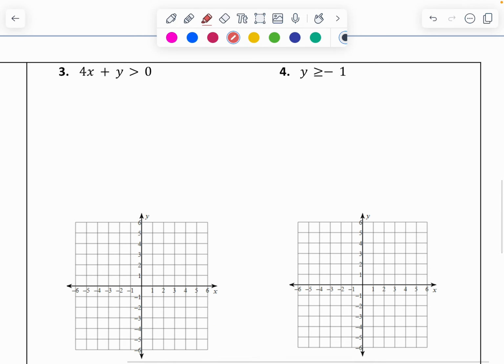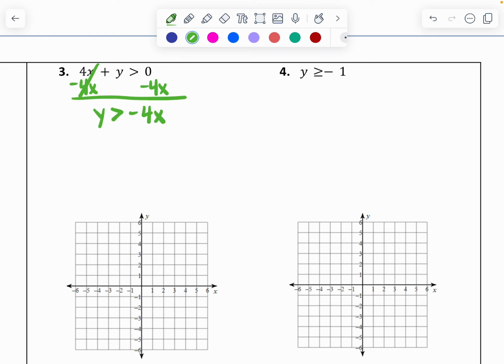Number 3, 4x plus y is greater than 0. Subtract 4x. Y is greater than negative 4x, and I don't need the plus 0. Y is by itself, so I'm done. I've converted it. So m is negative 4 over 1, and b is 0.